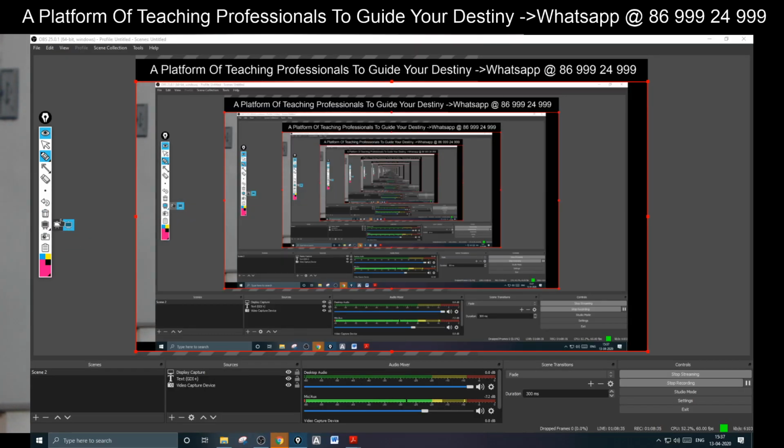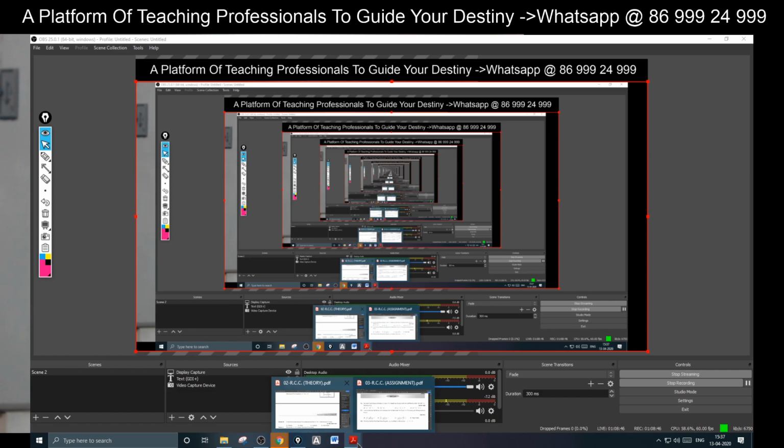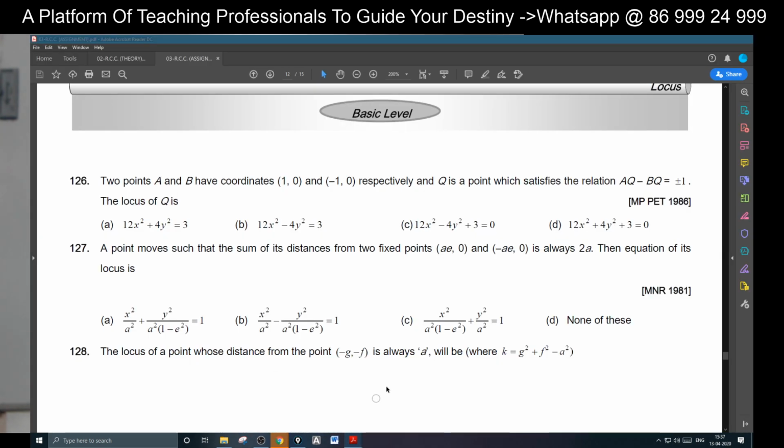I'm taking more time to explain this because if you learn locus perfectly, most of the geometry goes very easy for you. So learn locus perfectly.